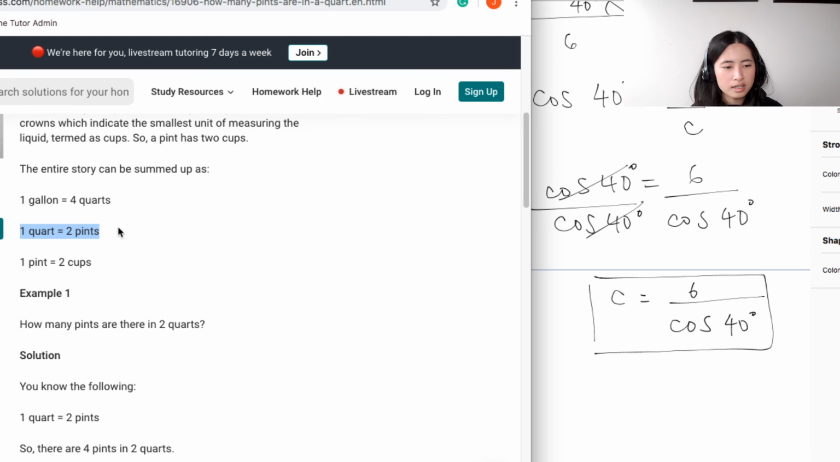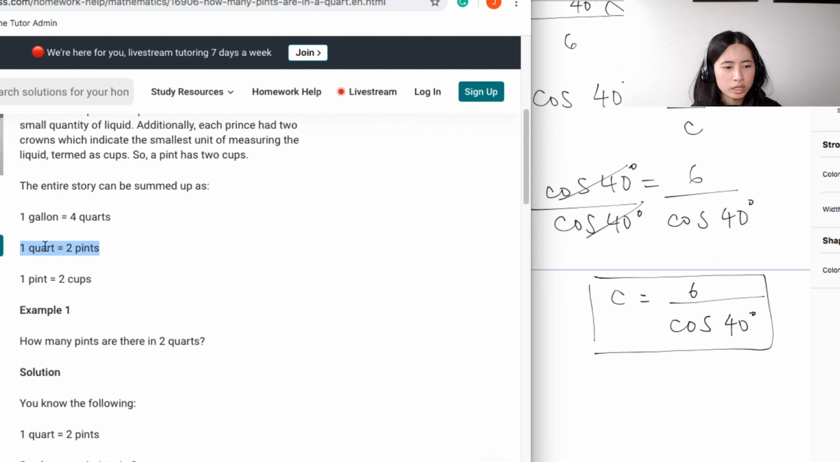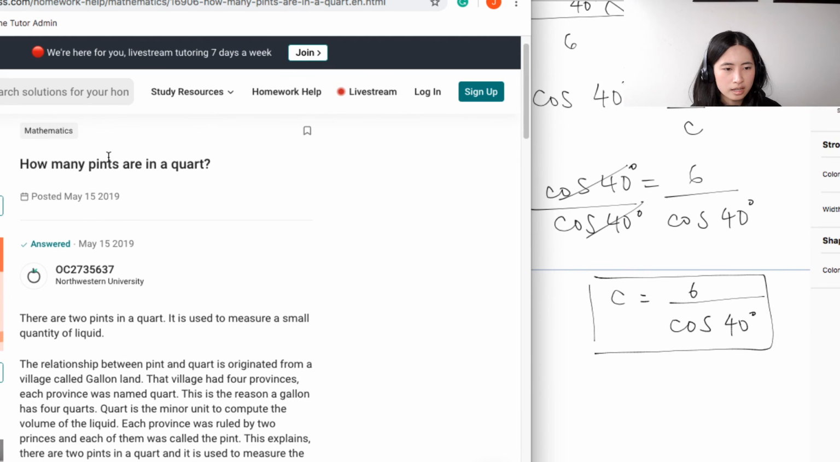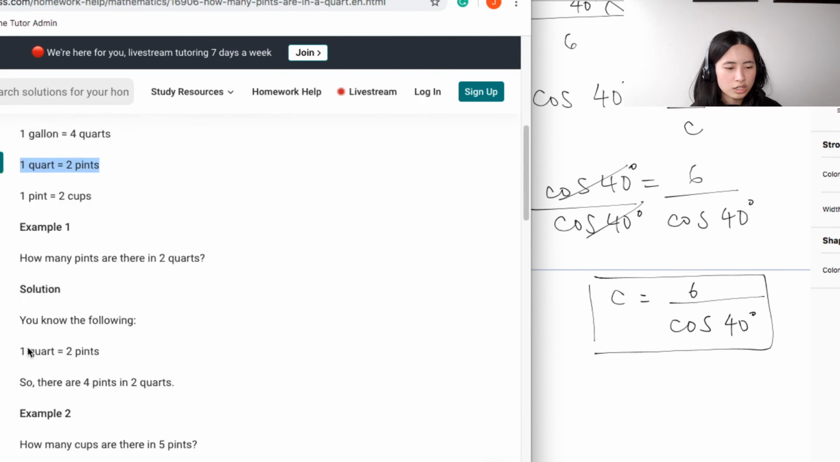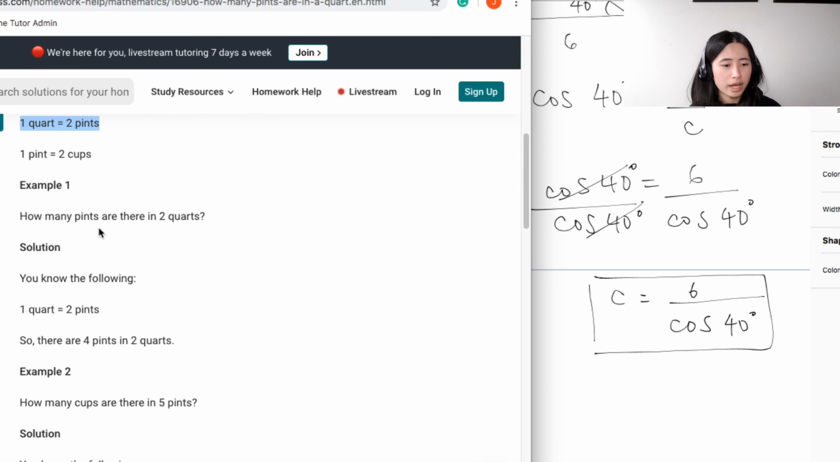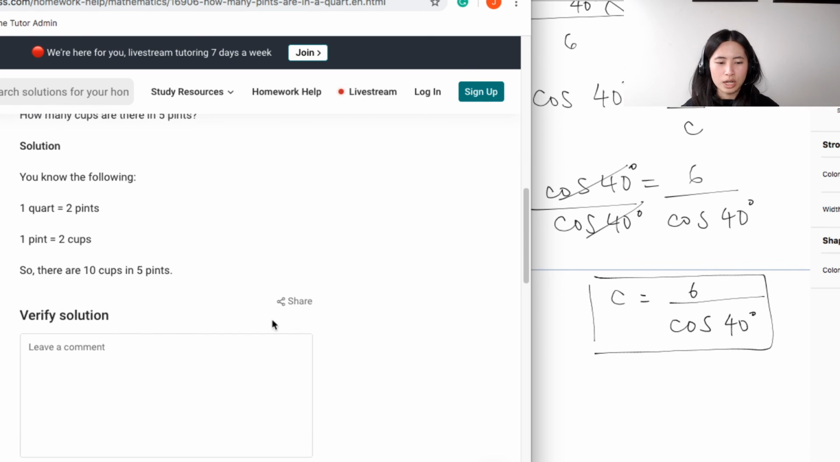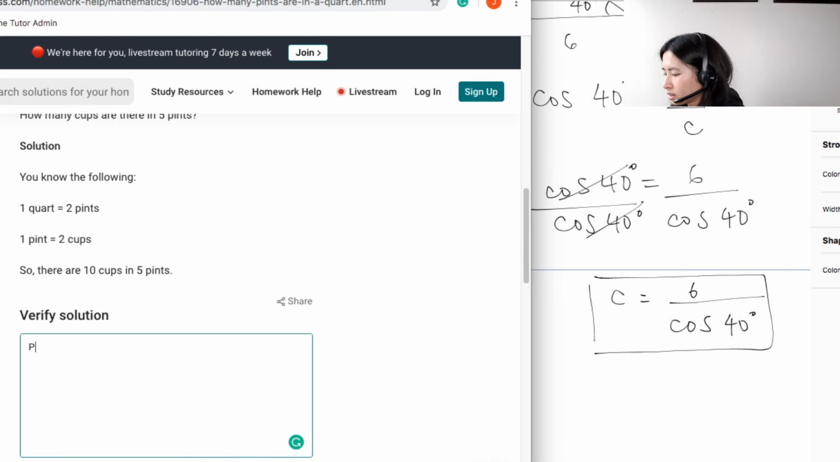Because they're saying that you have 1 quart and that's 2 pints, that's just going to be 2. And then they're trying to give you an example, which you can apply. So if they're asking you how many pints are there in 2 quarts, then you know that if you have 1 quart, that's 2 pints, then all you have to do is multiply by 2 to get that ratio. So 2 times 2, so this becomes 4 pints. That's why it's 4. Okay, so I don't think this was a hard question at all. So this is the perfect explanation. So nothing to correct.